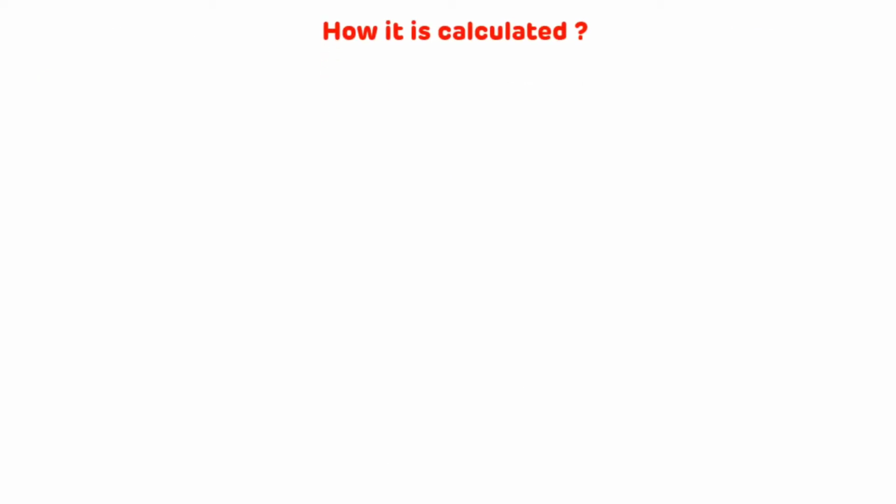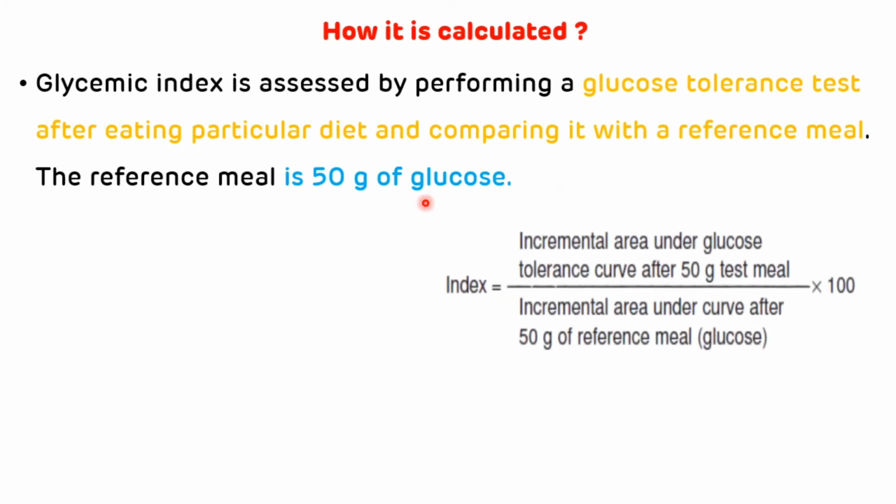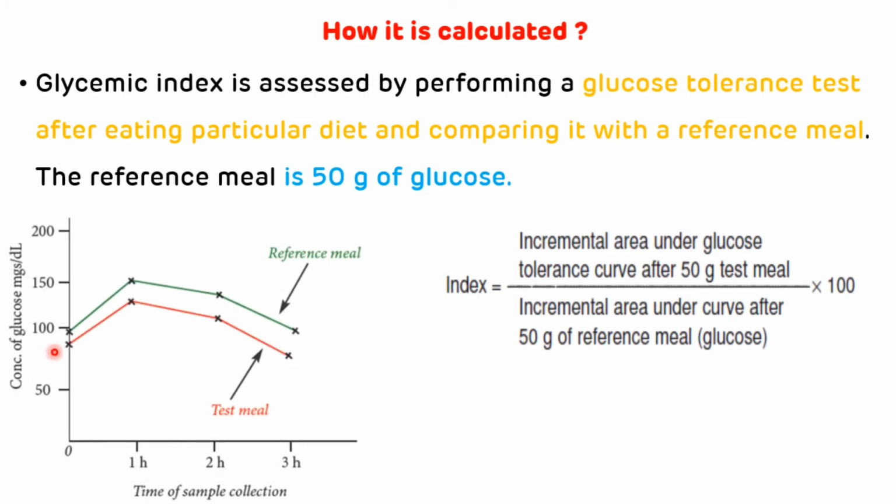Now we will see how glycemic index is calculated. So glycemic index is assessed by performing a glucose tolerance test after eating a particular diet and comparing it with a reference meal. Over here, the reference meal is 50 gram of glucose. So the glycemic index is equal to the incremental area under the glucose tolerance curve after 50 gram of test meal divided by the incremental area under the curve after 50 gram of reference meal, that is 50 gram of glucose, multiplied by 100. So that is how glycemic index is calculated.